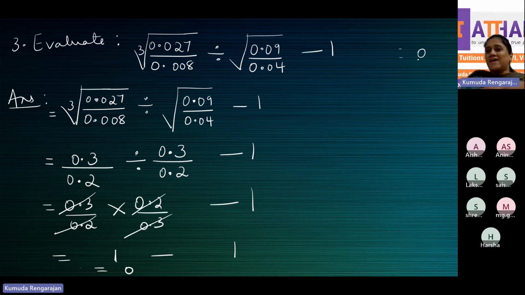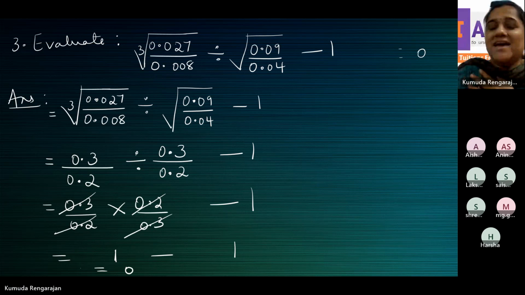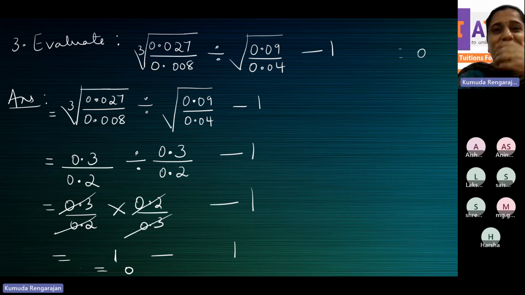So supposing I have got 0 in a test, I've scored 0. And I feel shy to say 0. Then I'll say I got a cube root of 0.027 by 0.008 divided by square root of 0.09 by 0.04 minus 1. It's a very nice way of saying 0. I got 0.